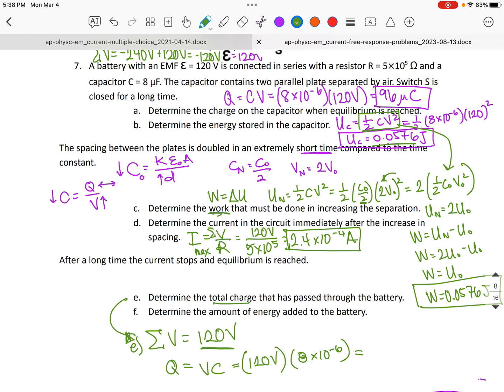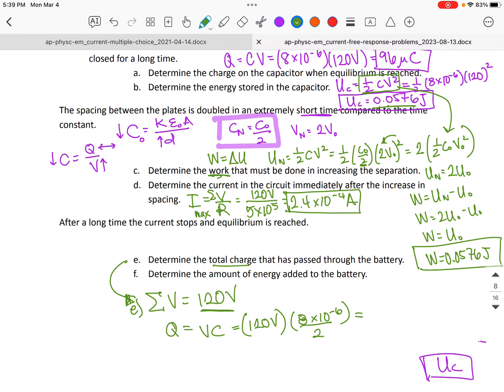one thing I forgot to emphasize is after the change, my capacitance decreased. So really, I have to decrease this by 2. My equation here, it's still 120 volts because that's what goes through the battery, but I really have to take 120 times 4 times 10 to the negative 6. In the end, that gives me 4.8 times 10 to the negative 4 power, and that is a charge in coulombs.